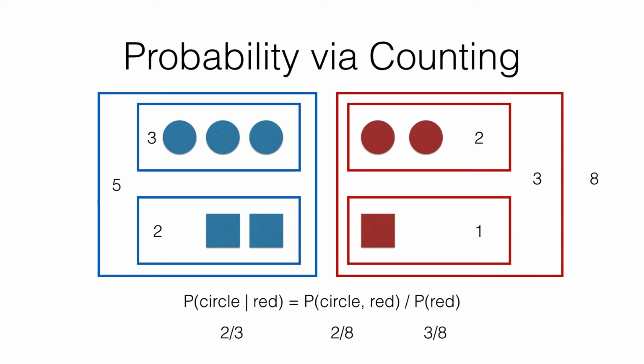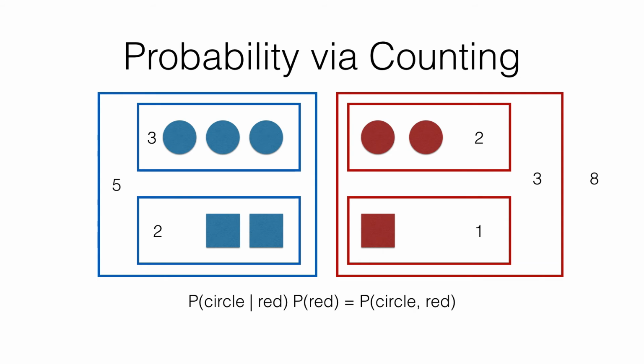And the second identity is basically the same thing. All we did was multiply both sides of the equation by the probability of being red, but we can again plug in the numbers just to make sure that it's correct. So again, 2/3 was our target conditional probability before, but now we want to relate that to the joint probability of circle and red, which was 2/8, which again we counted before. And then the probability of it being red is 3 out of 8 again. So if we multiply 2/3 by 3/8, we get 6/24, which is 2/8.